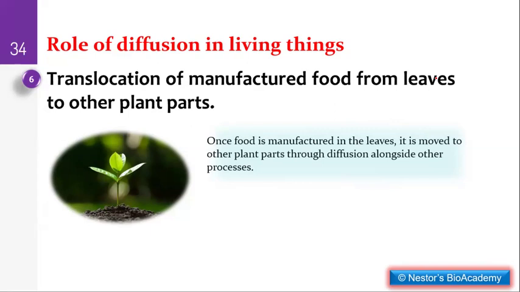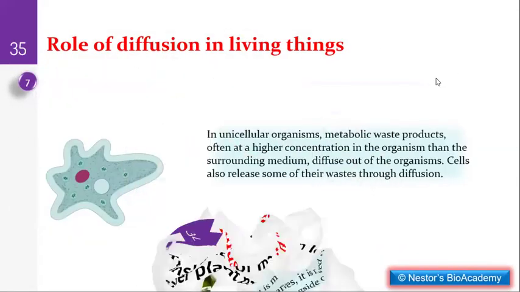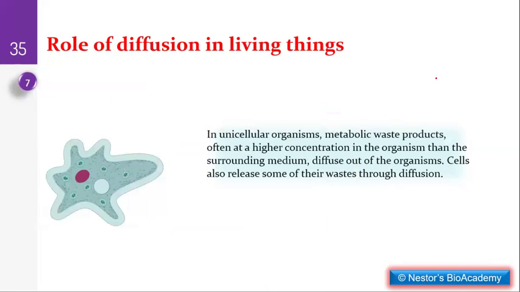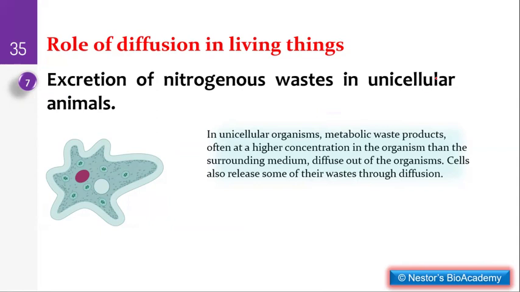The leaves are the main photosynthetic organs of plants. That is where food is always manufactured. But even the stem and the root tissues down there will always require the food manufactured in the leaves. So once food is manufactured in the leaves, it is then translocated, moved from the leaves to the other parts of the plant. And again, diffusion, alongside other processes, plays a very critical role in that. Also worth noting is that diffusion plays a critical role in excretion of nitrogenous waste in unicellular animals.